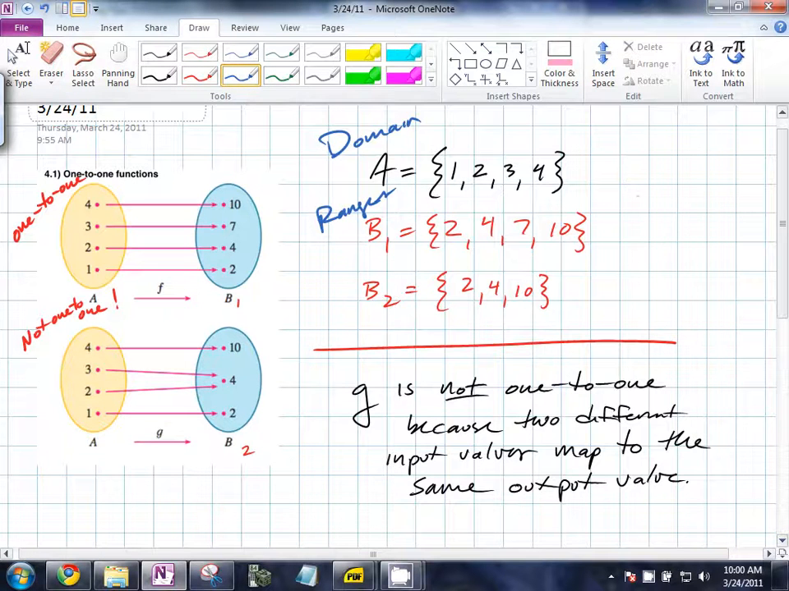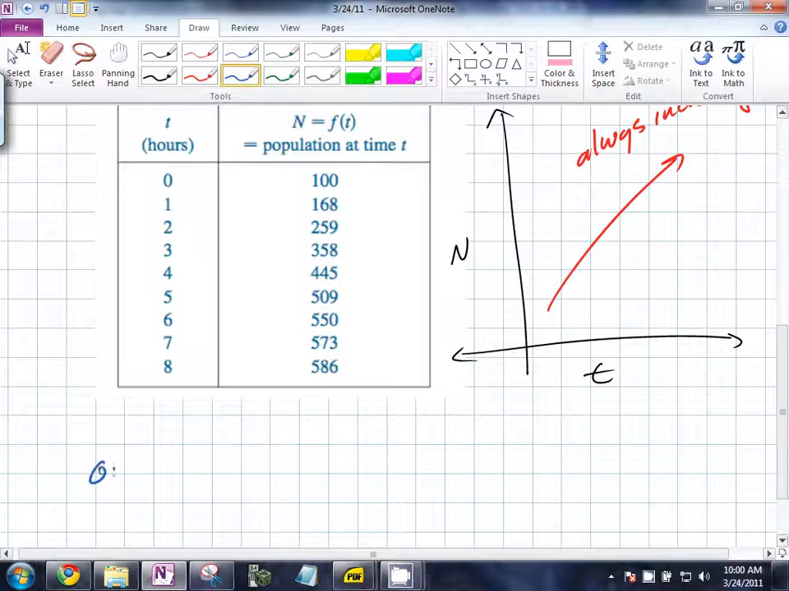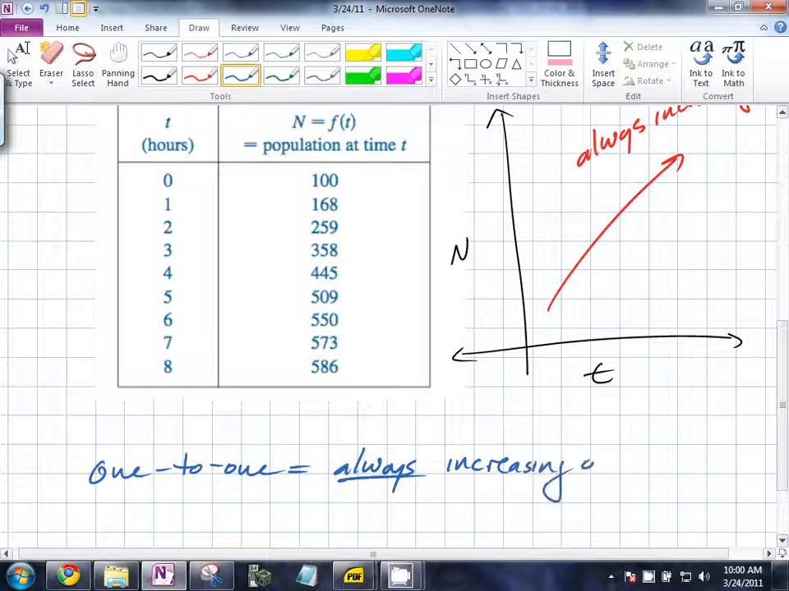So one way to say this: a one-to-one function is always increasing or decreasing. Is it possible for a function to not be increasing and not be decreasing? Sure, what kind of function is that called? No, it's increasing and decreasing. It can be both, and it would definitely not be one-to-one.